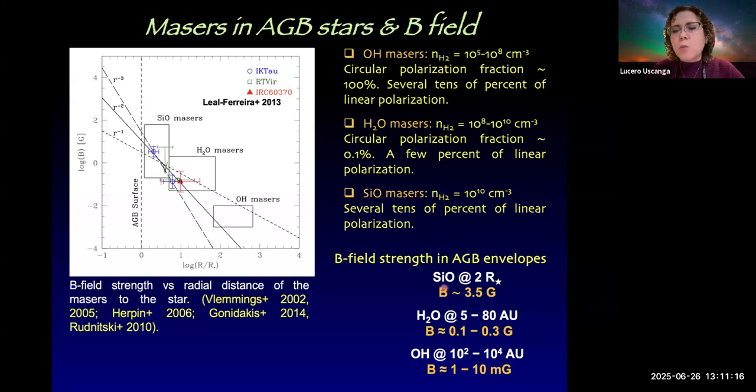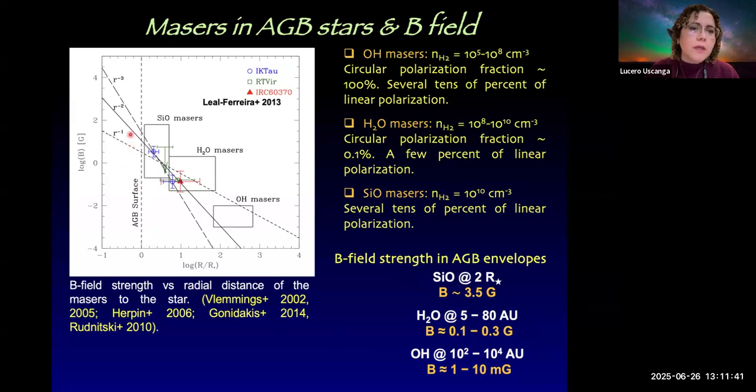For example, for SiO masers, the values are around 3.5 Gauss. For water masers at distances between 5 and 80 AU, the values are between 0.1 and 0.3 Gauss. And finally, for the OH masers, at distances between 100 and 1000 AU, the values are between 1 and 10 milligauss.